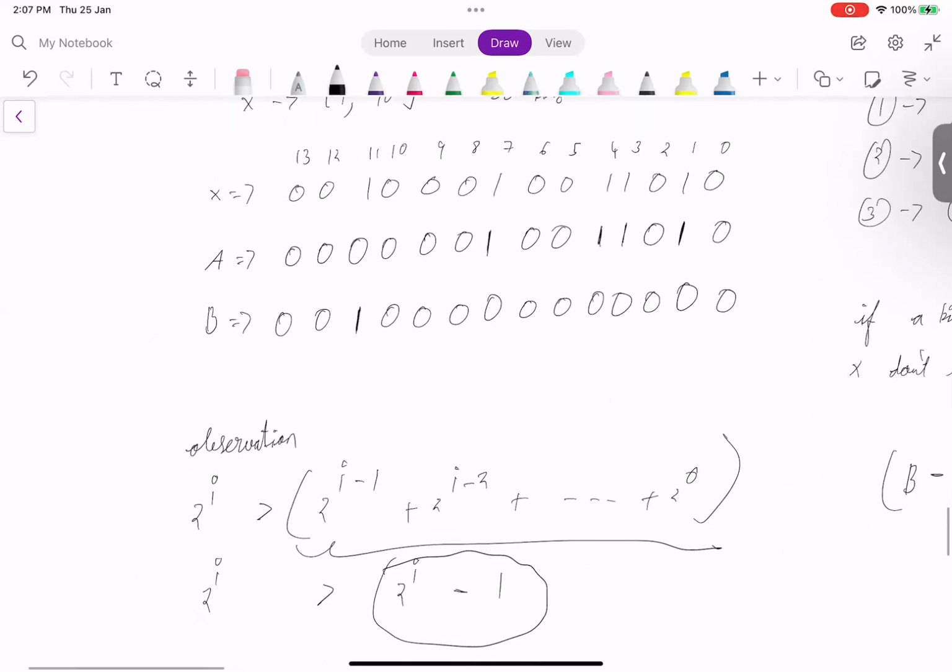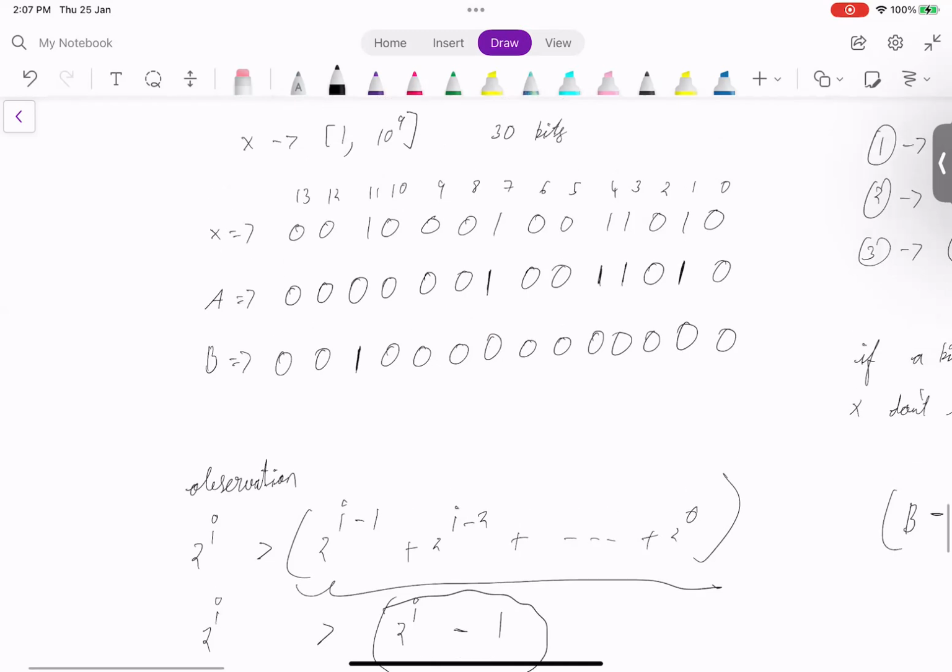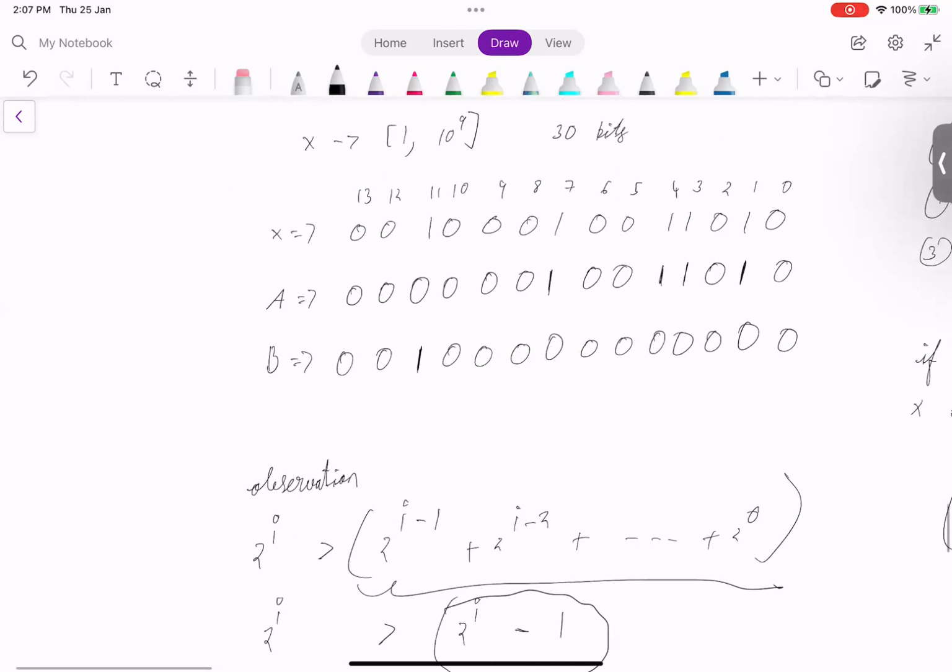That is because from the below observation, we just saw that 2 power i is greater than 2 power i minus 1 plus 2 power i minus 2 and so on, right? So it is greater than the contribution of the sum of all the bits lesser than the ith bit. So from this, we can observe that if we are putting the MSB in B, then basically we are putting 2 power 11 over here. Now, though we add 2 power 10, 2 power 9, and so on till 2 power 0, still the value won't reach 2 power 11. Right?